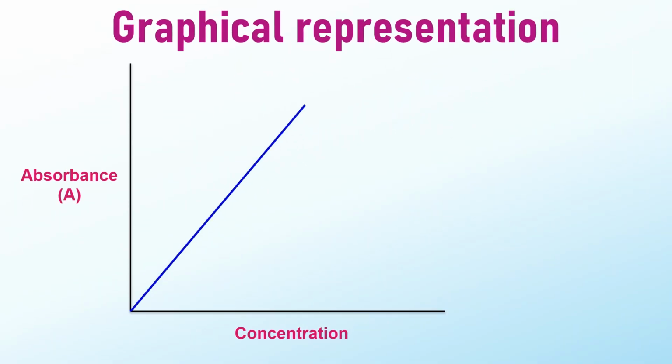When absorbance A is plotted against concentration C, the graph is a straight line that passes through the origin. The slope of this line gives the molar absorptivity epsilon when path length L is known.